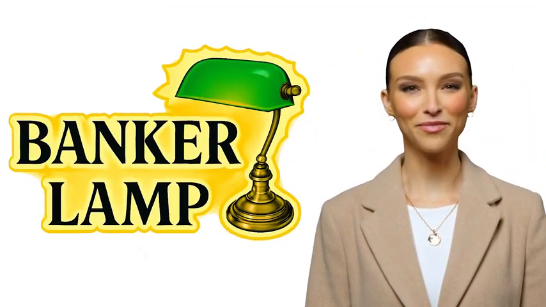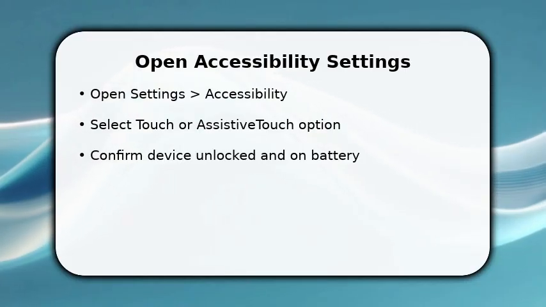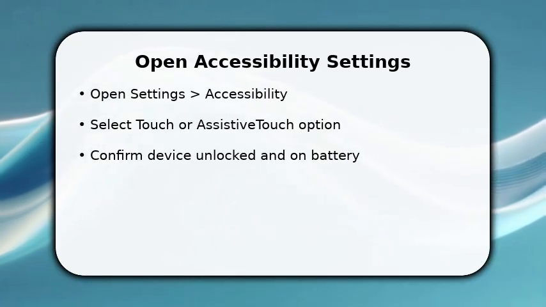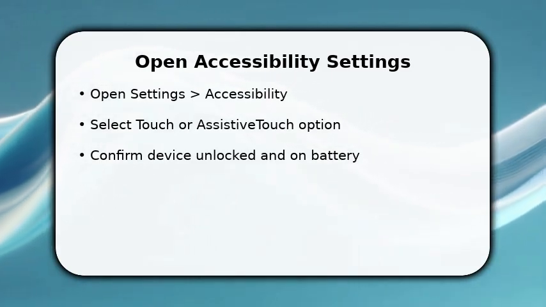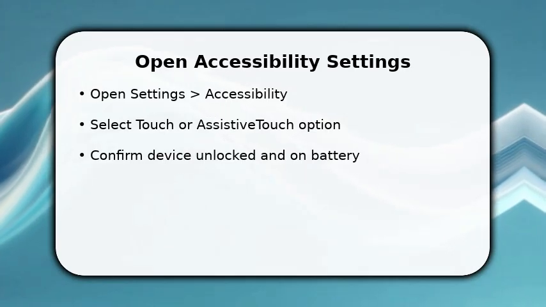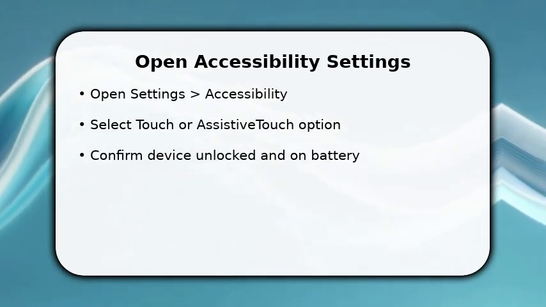Please enjoy the video. You start by opening Settings and tapping Accessibility. This directs you to touch-related controls. Once there, choose the Touch or Assistive Touch entry so you can manage the floating menu.